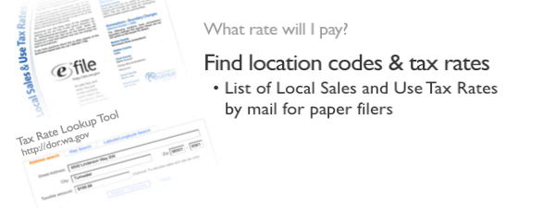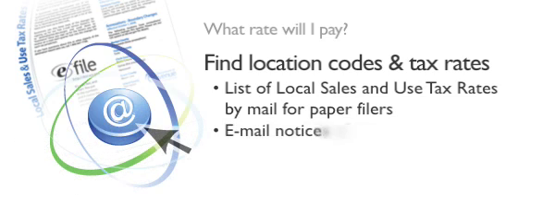If you file by paper, Revenue will mail you the list of local sales and use tax rates each quarter. Rates can change quarterly, so it's important for you to know the current rates. You can sign up to receive quarterly email notices of rate changes. We'll give you a link to this too.